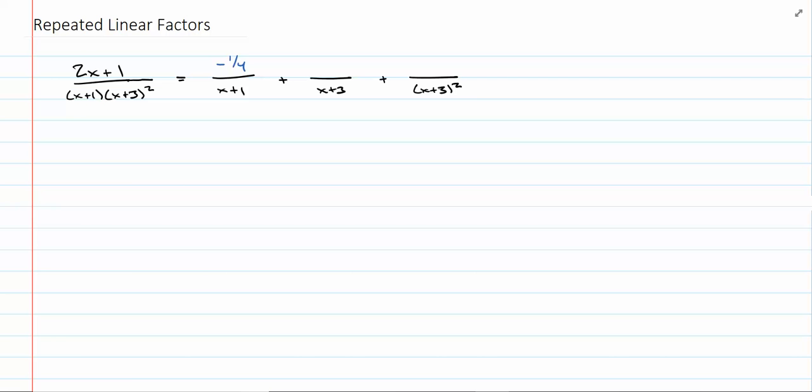We can figure out what goes above the x plus 3 squared because we can cover up the x plus 3 squared and we can plug in x equals negative 3. If I plug in x equals negative 3, on top I'd have negative 6 plus 1, that's negative 5. On the bottom, I would have negative 2. Negative 5 over negative 2 is positive 5 halves.